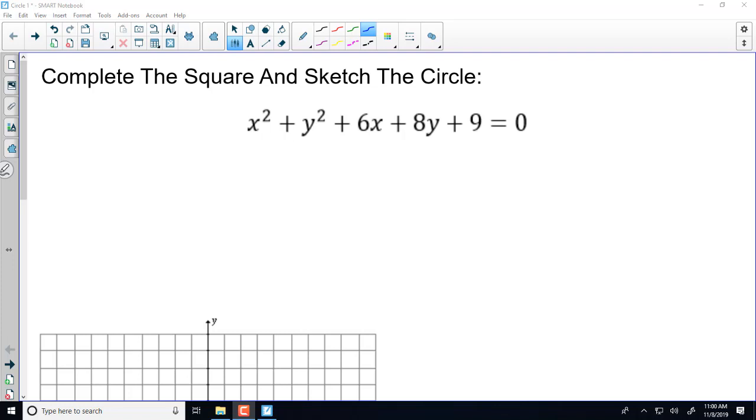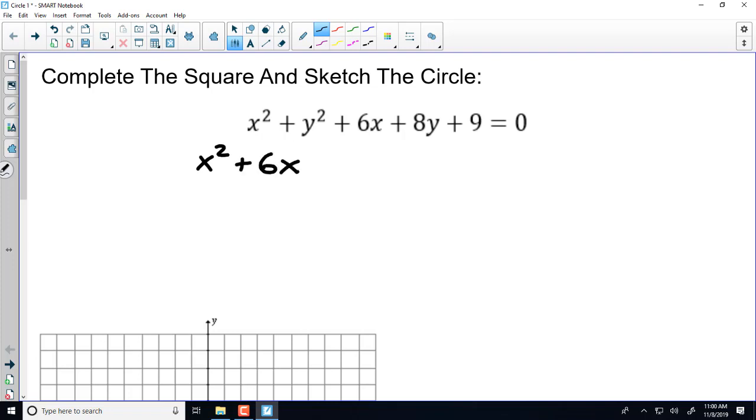Thanks for joining me. In this video, we are going to complete the square on the equation for a circle. We're going to sketch the circle, then we're going to make a couple observations from our sketch. So let's get started. To complete the square on this circle, I'm going to complete the square on both x and y. So I'm going to start by separating the x's and the y's.